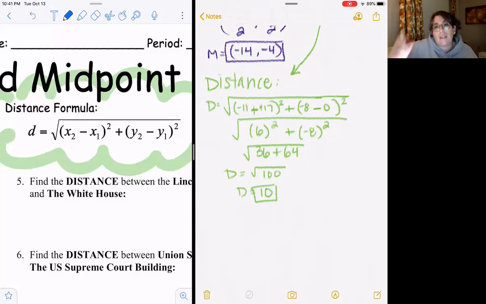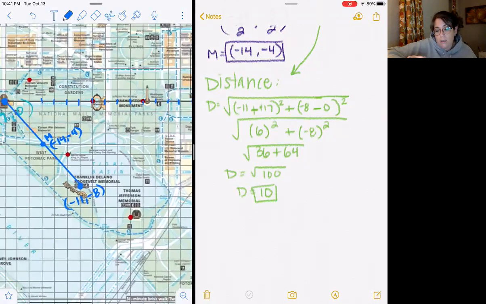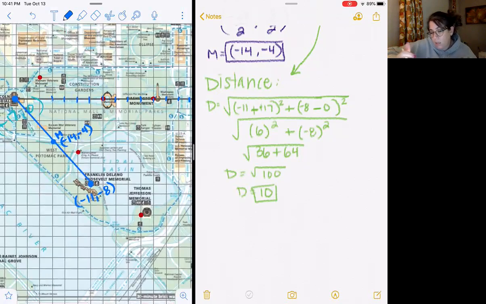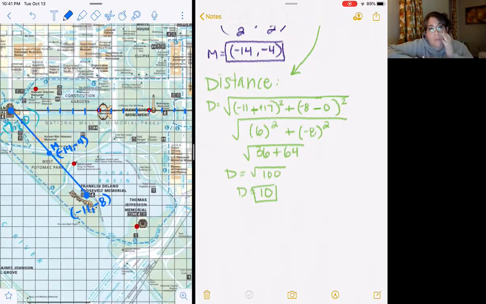Okay, if we actually had a scale and we said each square was a mile, it would be 10 miles. But in this case, we only have 10 units. So the distance is 10 units long. We don't have any scale to measure that by because I just made up this graph all by myself. So 10 is the distance. You would say that from here to here is 10 whatever units. 10 squares.